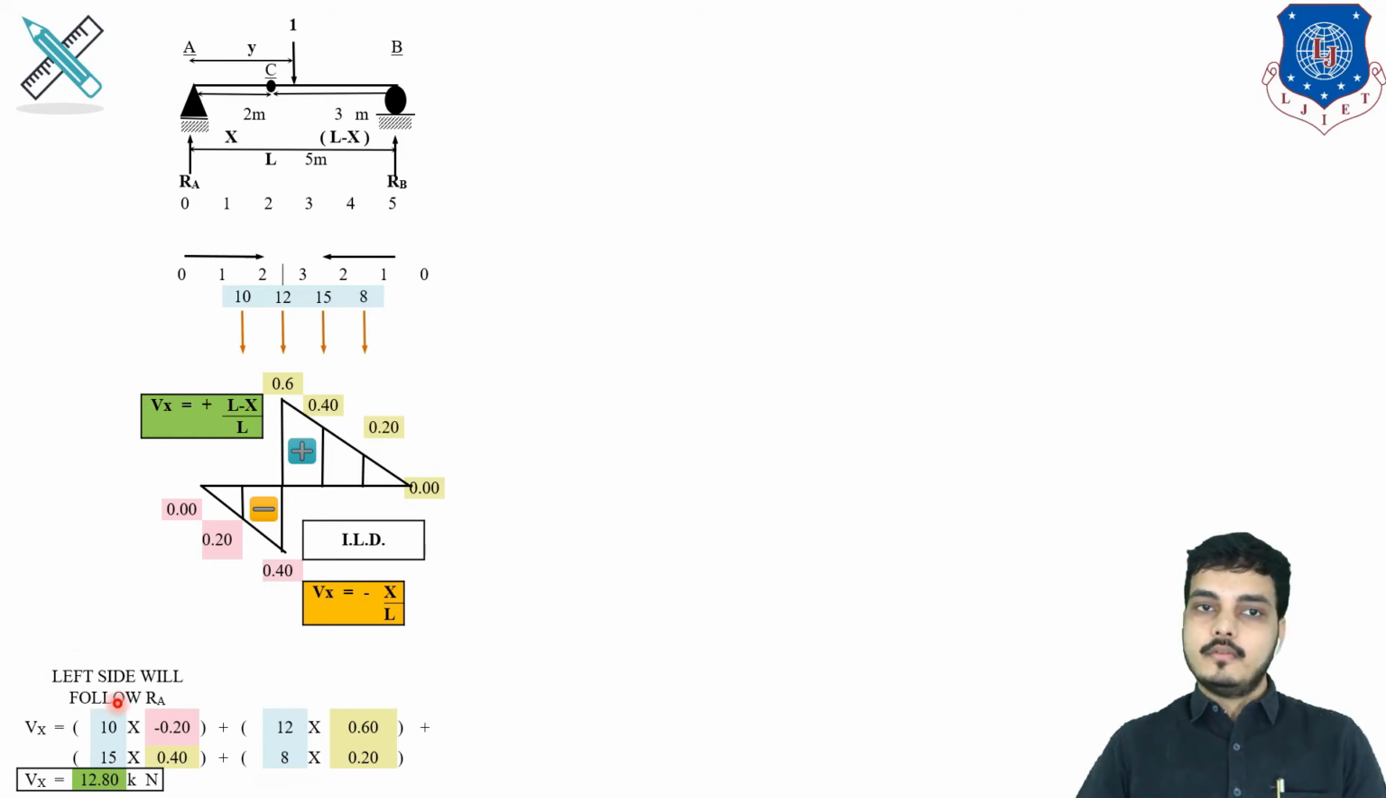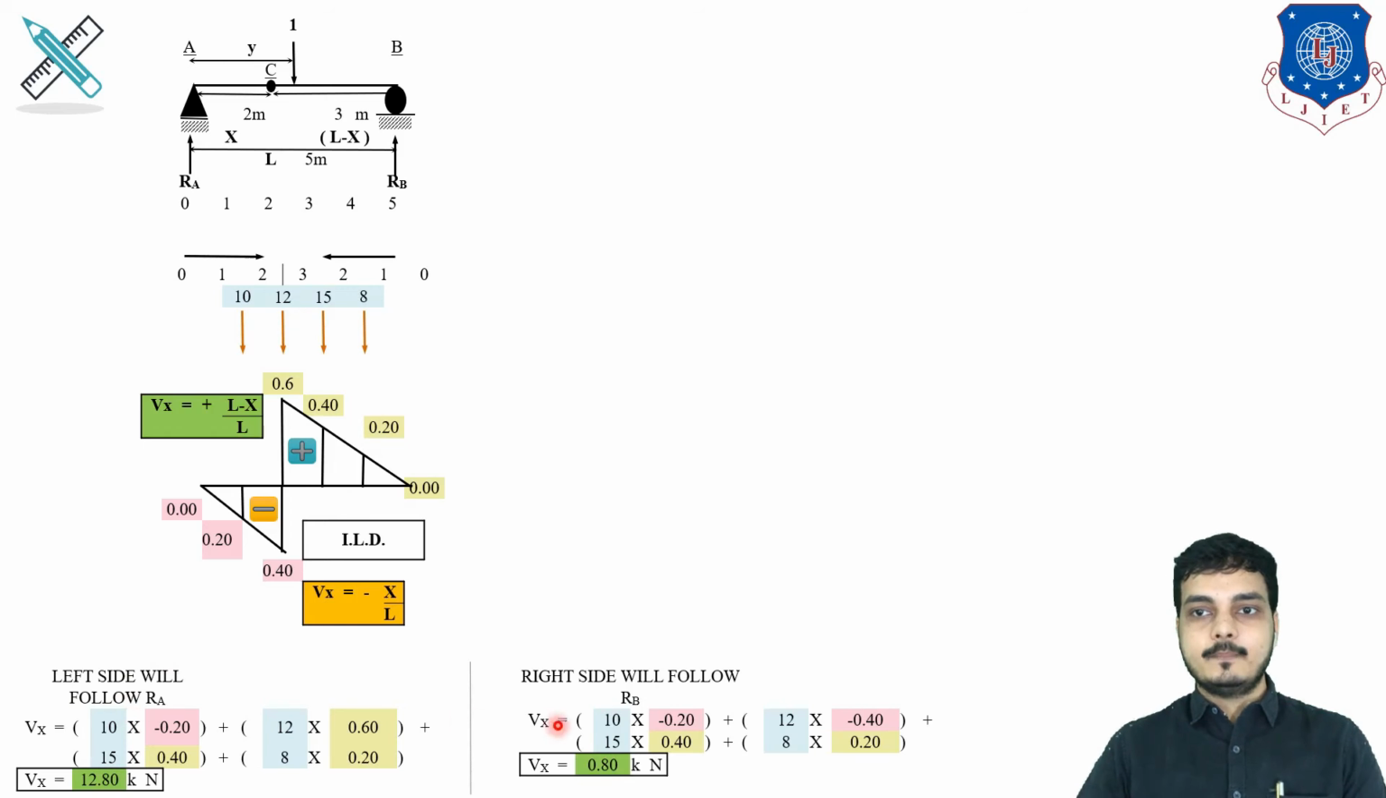Now look, here it is Vx for the left side. So what will be Vx for the right side? It will follow the Rb portion. There is a little change. Please note that 10 multiplied by minus 0.2, then 12 multiplied by not this Ra value but this Rb value, which is 0.4. So we have to apply minus 0.4. As I said, left side will follow Ra and right side will follow Rb. This you have to remember. So minus 0.4 multiplied by 12. Then 15 multiplied by only a single value, so put 0.4. 8 multiplied by 0.4.